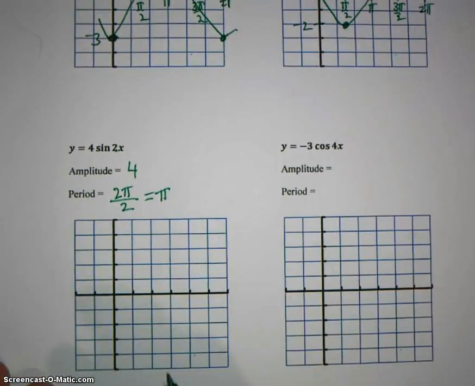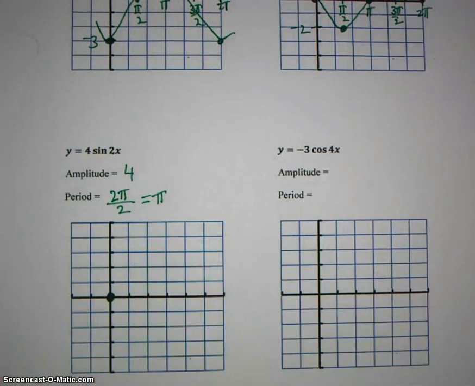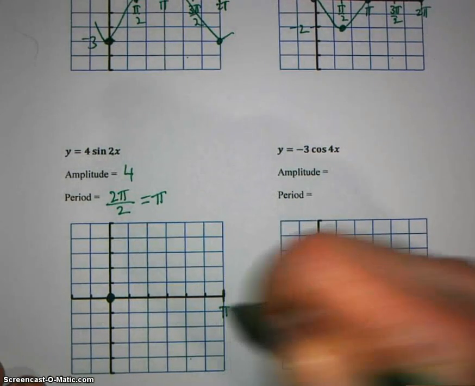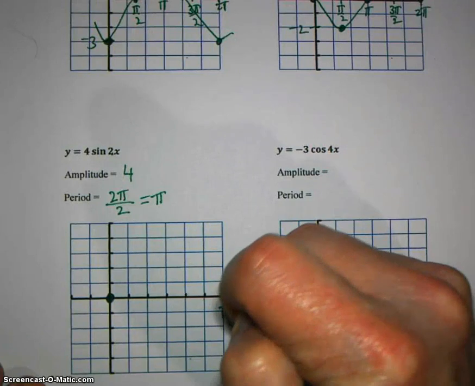So what that's going to do is change all of these numbers. So I'd like to spread my graph out still, though. We're going to start at 0, 0. Sine always starts on the axis. And now I'm going to call this one pi. Before we called it 2 pi, I'm going to call it pi, and it's going to end there.